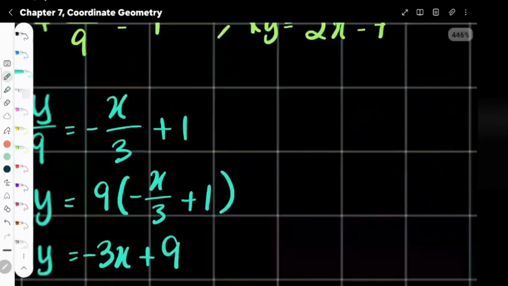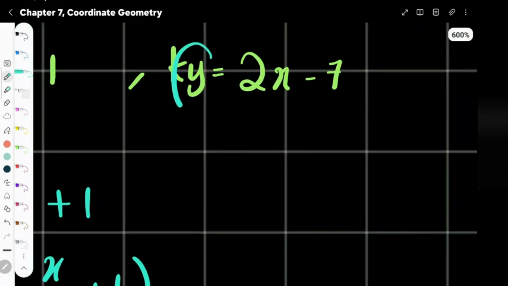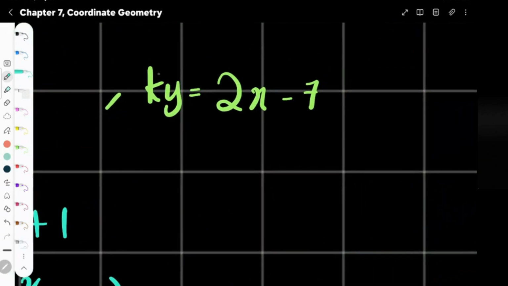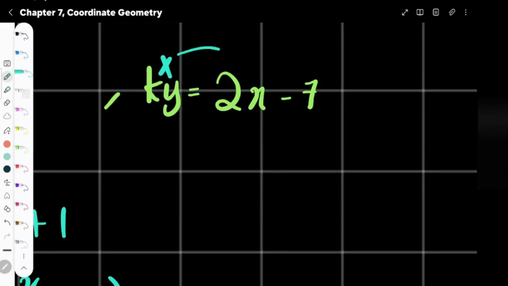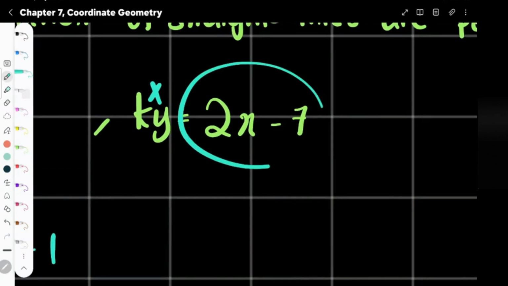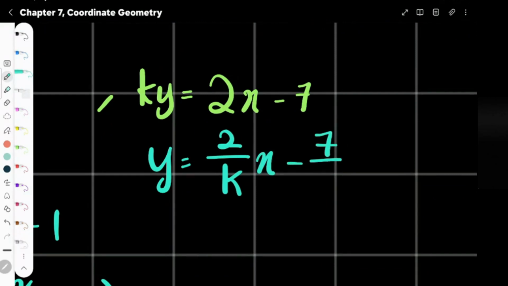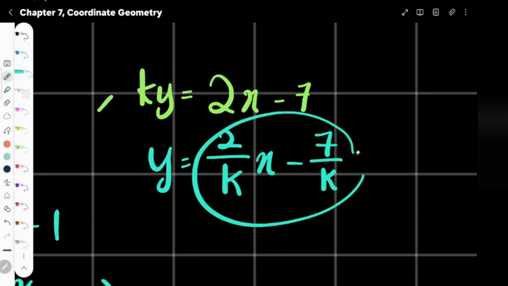That is actually simple. Now, this one here, very simple, right? You want to make y alone. The only thing that is obstructing you is the k. So you have to move to other side. This is times, right? To move to other side, become divide. But what do you divide with? The whole thing. So if you were to divide, it become 2 over k x, minus 7 over k. Very simple.